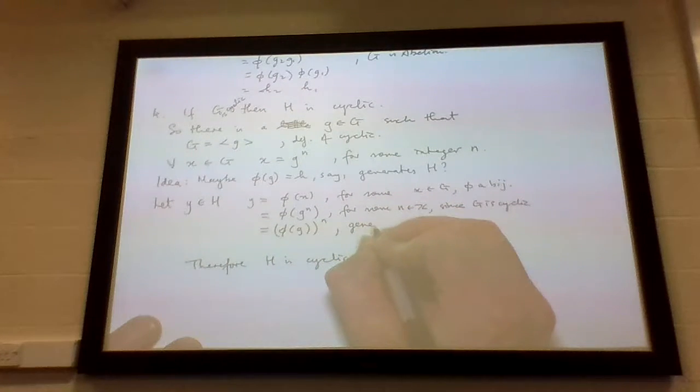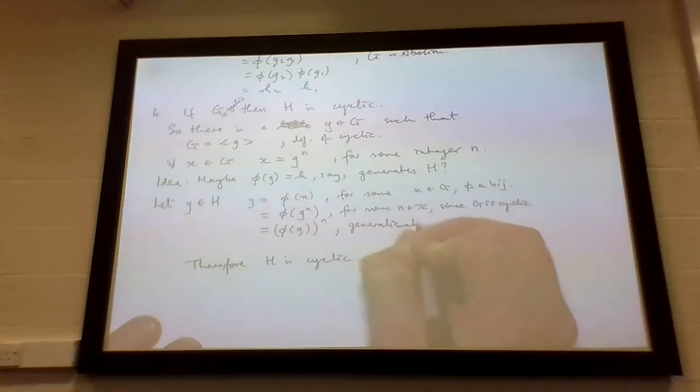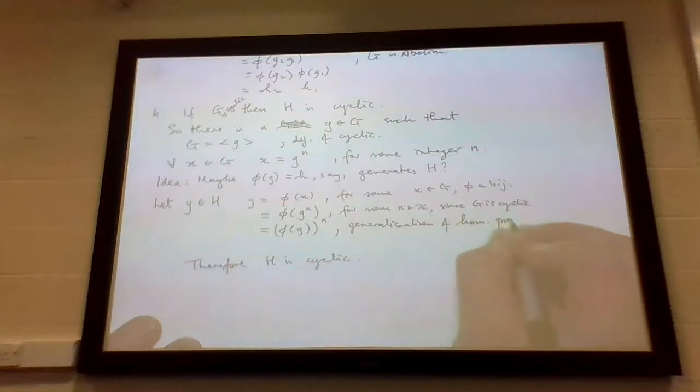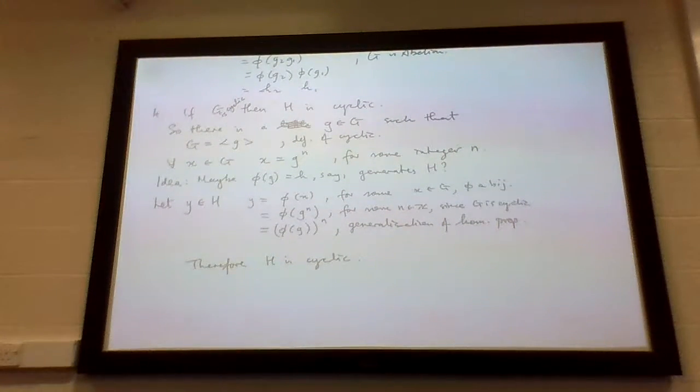This is a generalization of the homomorphism property. If you were to prove it from the ground up, you'd prove it by induction. The result when n equals 2, a squared, is just the homomorphism property itself, phi of a, phi of a. And then the inductive step is this counterpart.